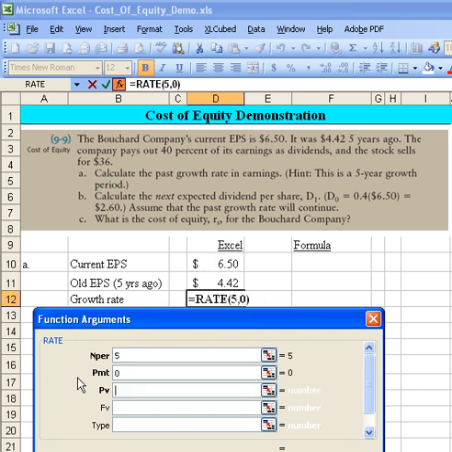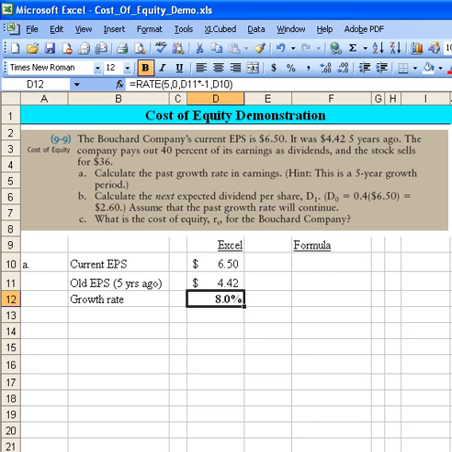Excuse me, let me go the other way. The present value is the 4.42, and let's make that negative because we need to show an outflow or an inflow. So had we invested 4.42 5 years ago, the current value would be 6.50. Okay, and that gives us a growth rate of 8%. So I'll highlight it there. The rate, 5 years, there's no payment.